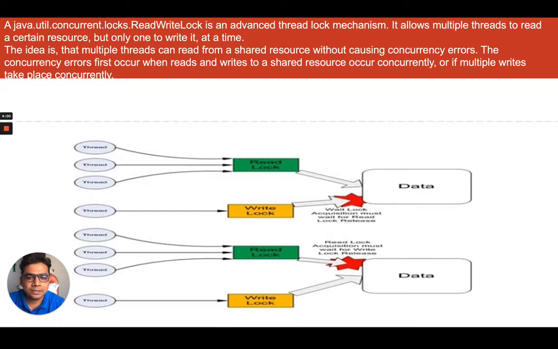In this, you just need to make sure that either you can read with multiple threads at a time, or you can write with a single thread at a time. Both read and write cannot happen together. So if you are reading and it is locked, you need to unlock it so that the other thread can write. Okay.